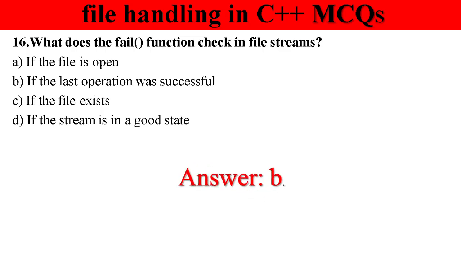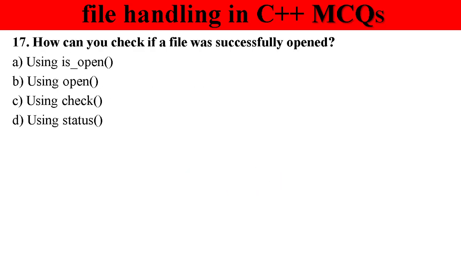The correct answer is B. If the last operation was successful. Question number 17. How can you check if a file was successfully opened? A. Using the is_open. B. Using open. C. Using check. D. Using status. The is_open function is used to check if a file was successfully opened.